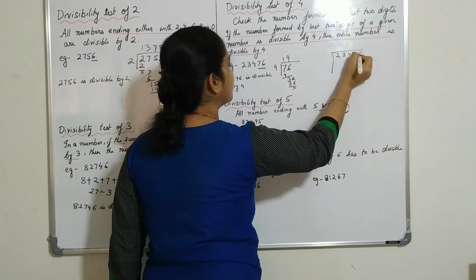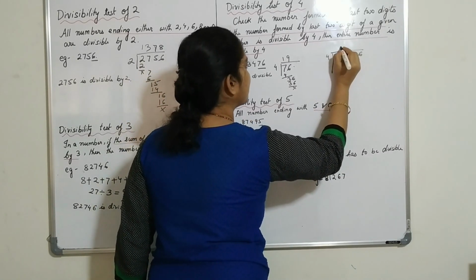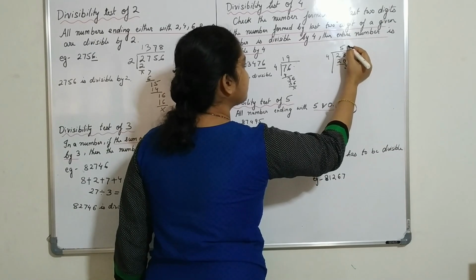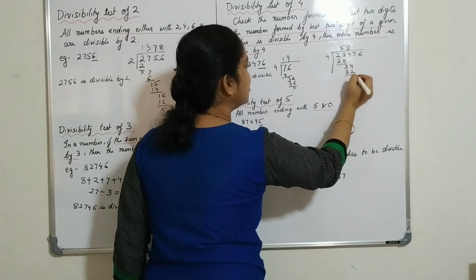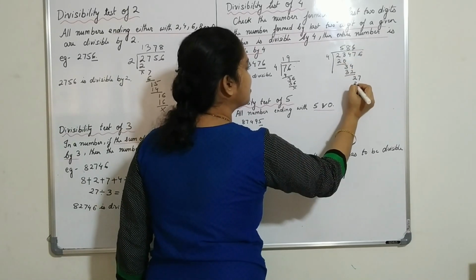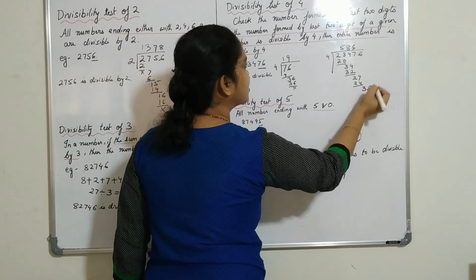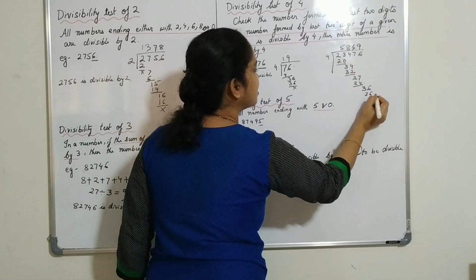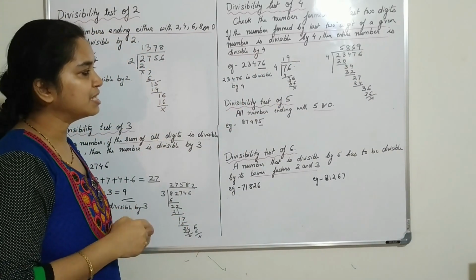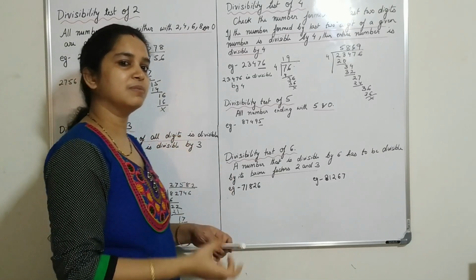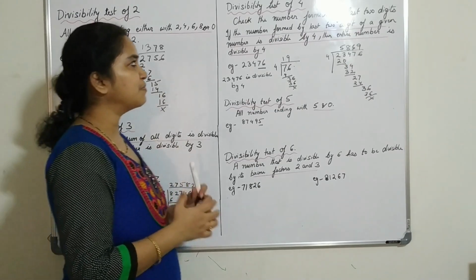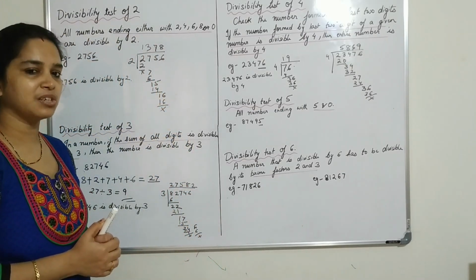23476 divided by 4: 5 4s are 20, so 3, 4. 8 4s are 32, now 27, 6 4s are 24, then 36, 9 4s are 36, so no remainder. So you can see over here that if we check the last 2 digits and they can be divided by 4, then the whole number can also be divided by 4. So in this way you can check the divisibility test of 4.